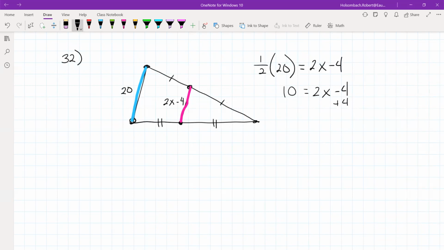Add 4 to each side. 14 equals 2x, and divide by 2. So 7 is equal to x.